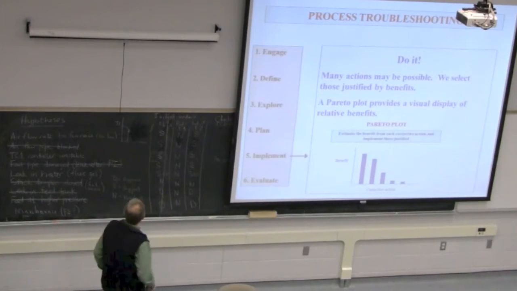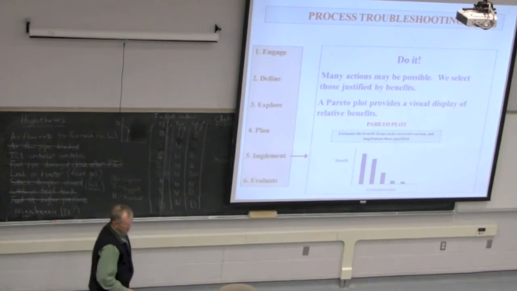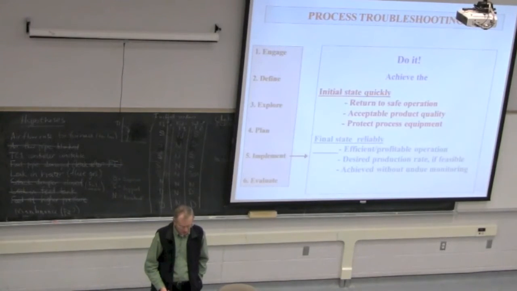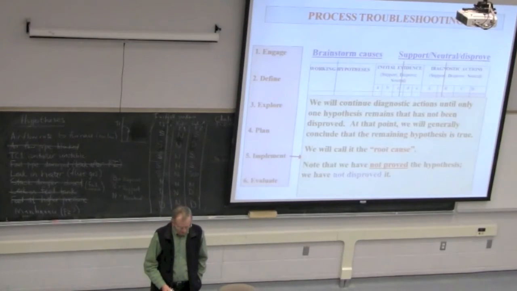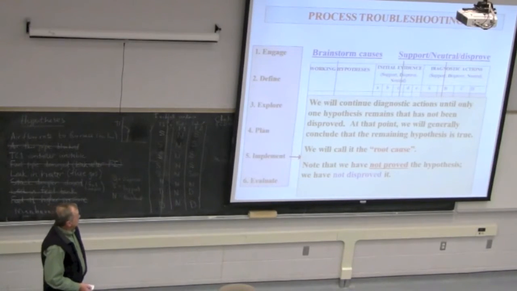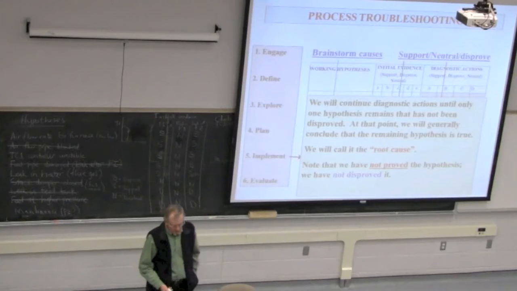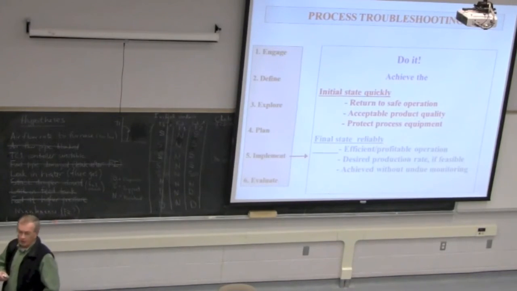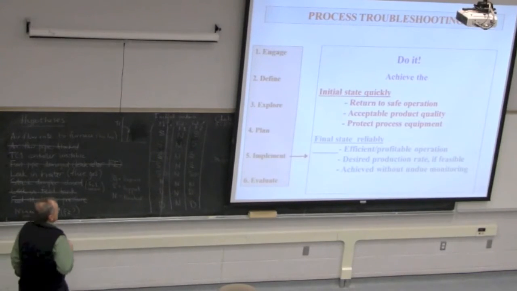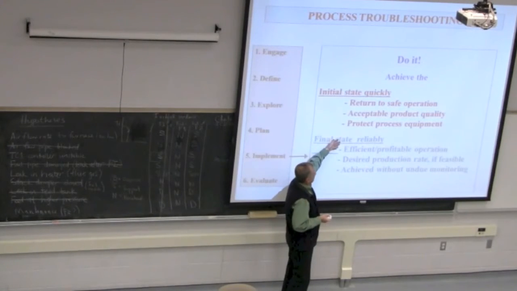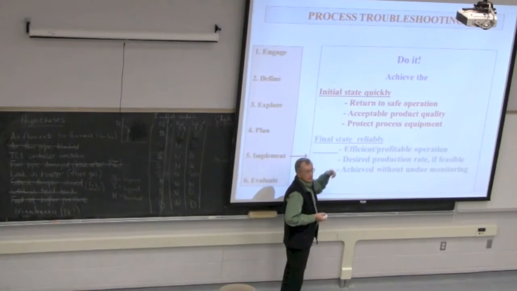Those are examples of what we just did here. Here's your battery, so we don't need to go through that. But we need to find the root cause. All right, so we're going to continue on with checking our hypotheses and diagnostic actions until we find the root cause. And then we have to get quickly to an initial state. We have to fix the problem. And then we have to ultimately get to a reliable operation so this doesn't happen again.